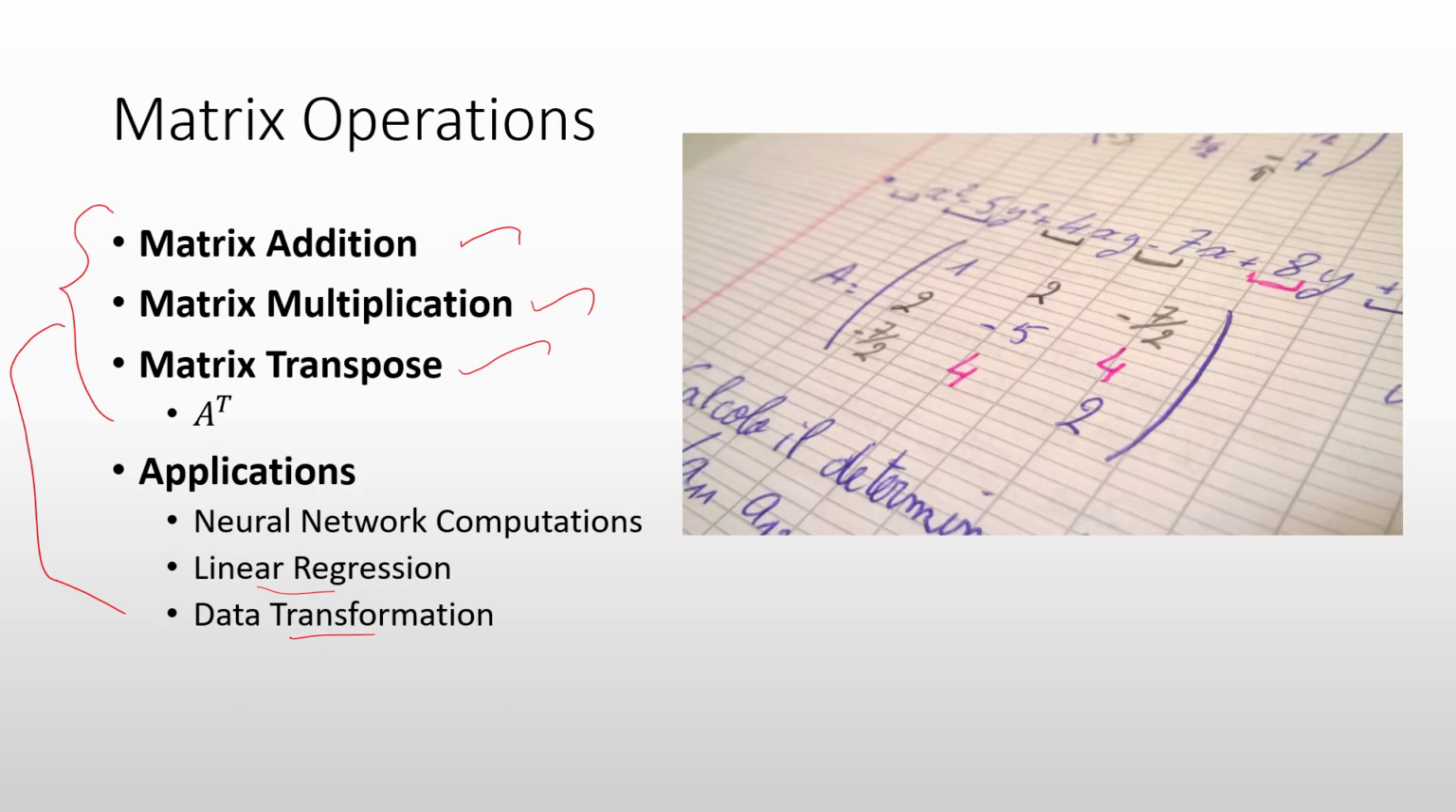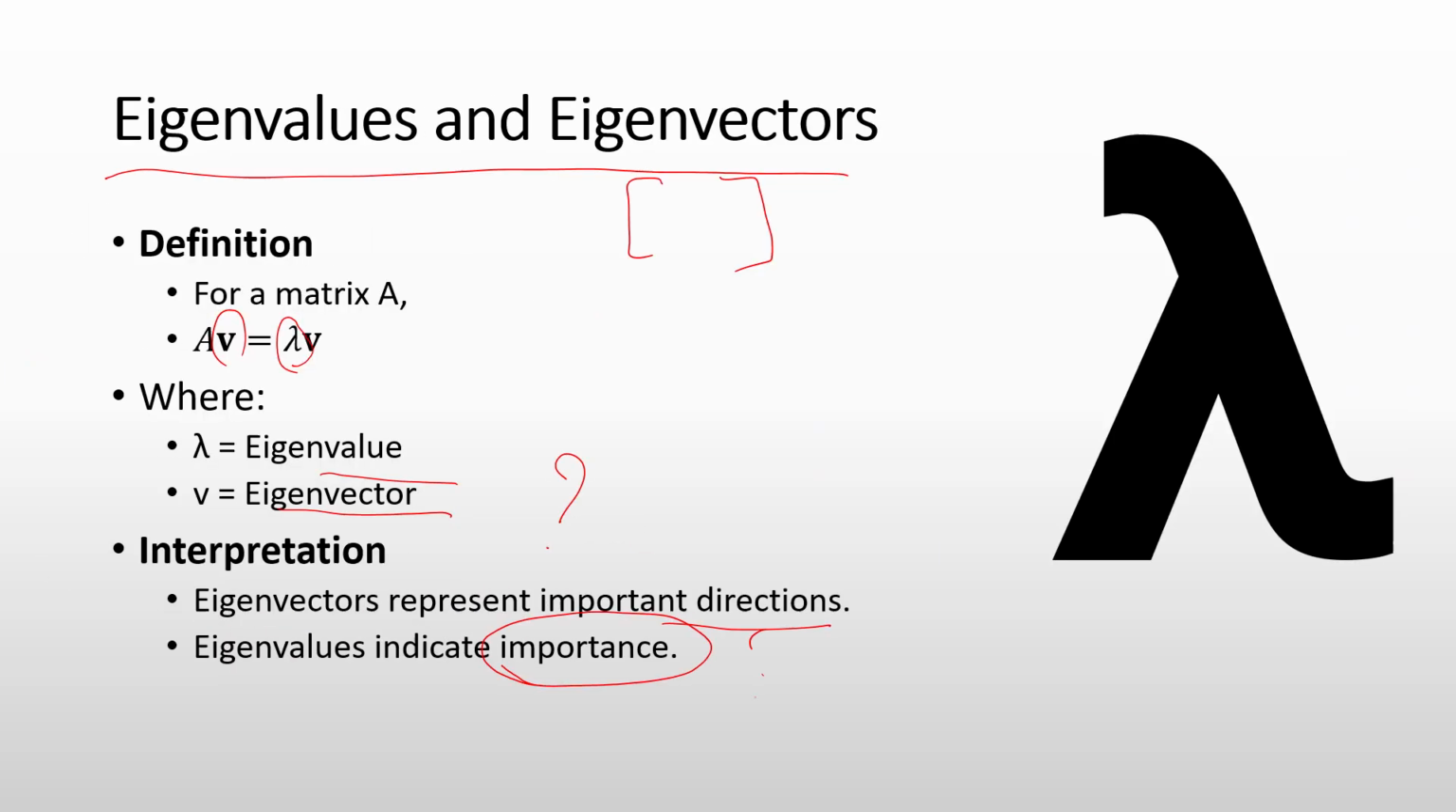And matrix operations: how will you do them? You can do addition, you can perform multiplication, and you can perform transpose. You can apply these operations in neural network computations, linear regression and data transformations.